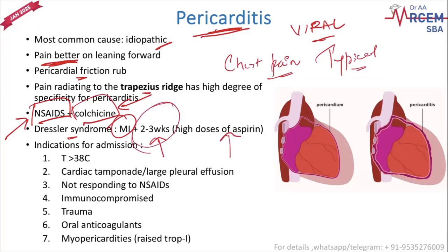And usually you treat it with a high dose of aspirin for this patient. We tend to avoid NSAIDs in these patients because they can worsen the myocardial infarction the patient already had. So we tend to give high doses of aspirin in these cases.